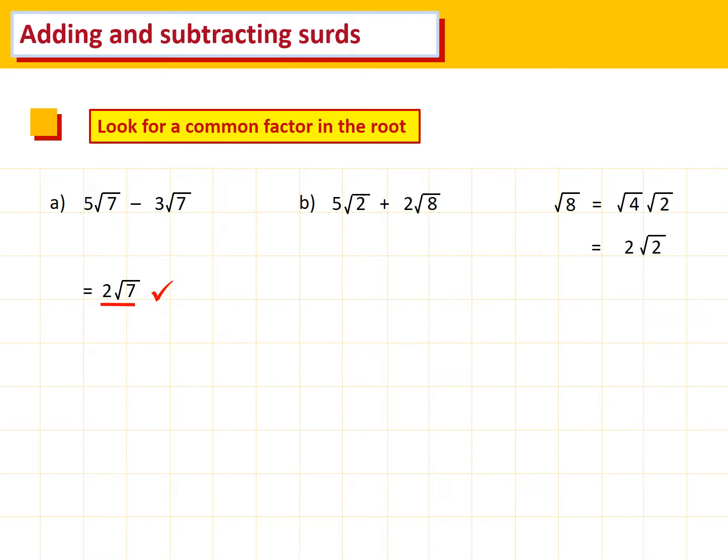That means, remember in our question, we haven't got root 8, we've got 2 lots of root 8. So if root 8 equals 2 root 2, then 2 lots of root 8 will equal 4 root 2. So now in our original question, we're going to replace 2 root 8 with 4 root 2.